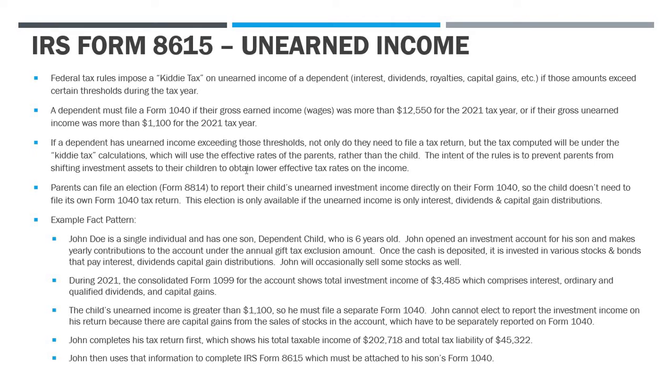So if a dependent finds that they have unearned income in excess of these thresholds, so more than $1,100, not only do they have to file their own Form 1040, but the taxes would be computed under these Kiddie tax principles, right? So there's two pieces to this. They've got to file a 1040, and they've got to do the 8615 for the Kiddie tax computation.